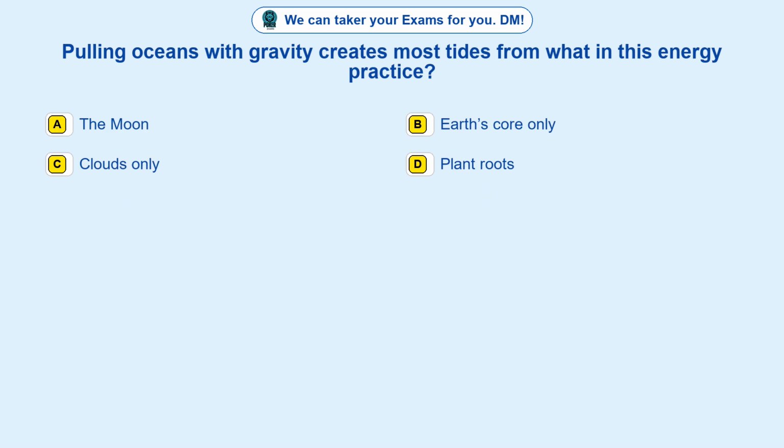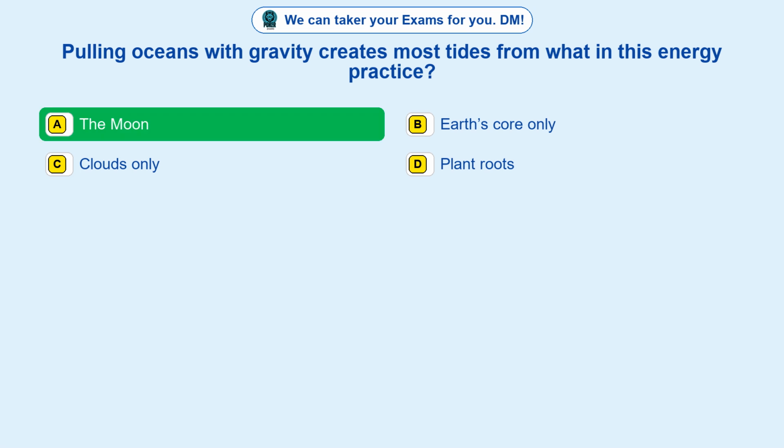Question 91. Pulling oceans with gravity creates most tides from what in this energy practice? Option A, the moon. Option B, Earth's core only. Option C, clouds only. Option D, plant roots. The correct answer is option A.